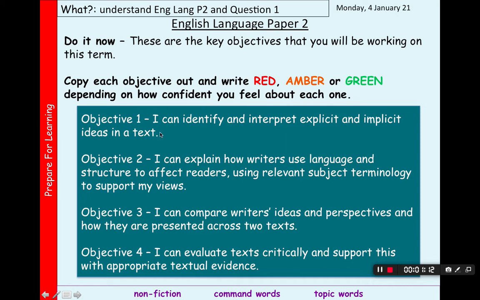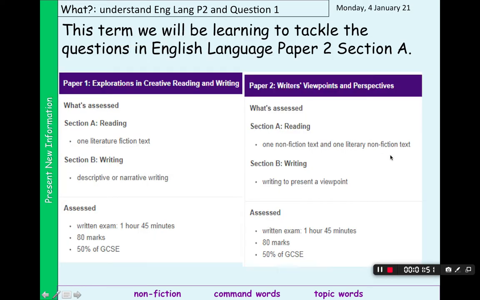Now, for that one, if I didn't feel very confident understanding the obvious and a bit deeper, more complicated ideas in text that I read, then I might write red. But if I felt kind of in the middle about that one, I might write amber. So for each one of those, copy it out, write the color linked to how you feel in terms of confidence, and pause the video to do this. Okay, so pause the video if you need a bit more time. Make sure you get those objectives down and you reflect on how confident you feel about each one.